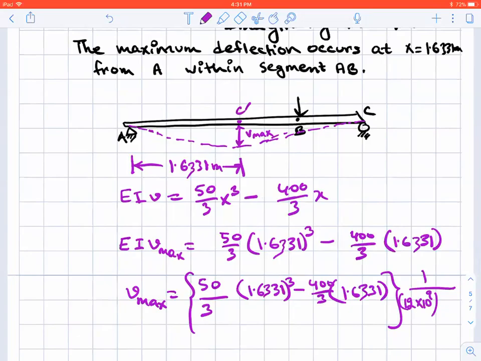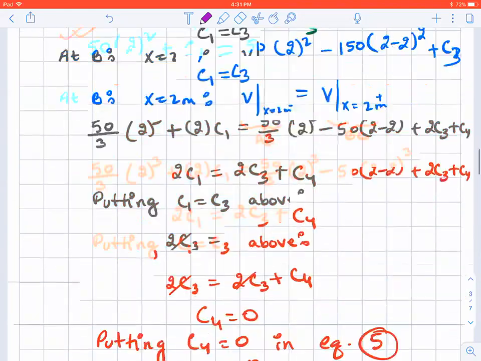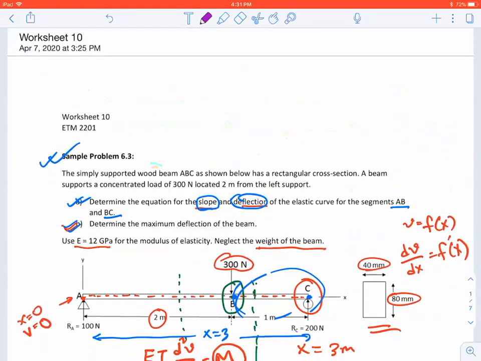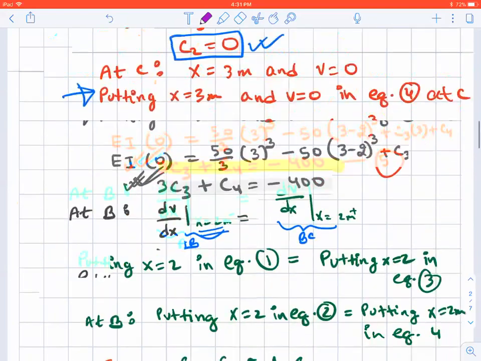Okay, and modulus of elasticity, use modulus 12 gigapascal. The problem doesn't actually, I missed out the... oh yeah, it's given. I did not miss out. It's given 40 and 80. Your cross section is given. So let's calculate I.